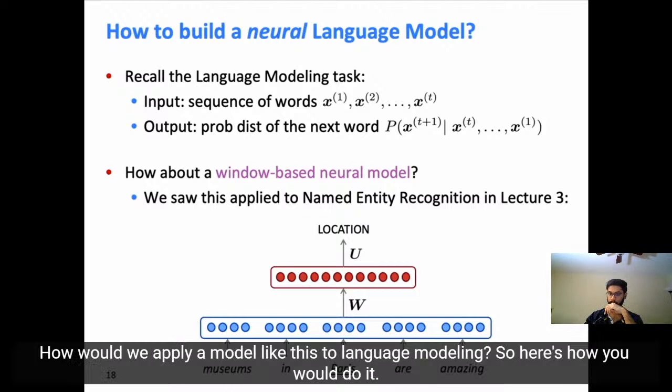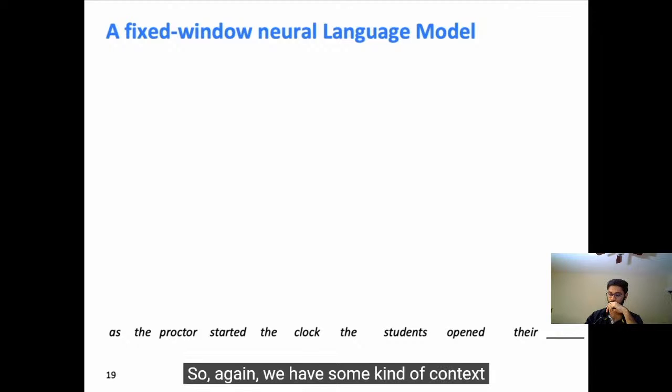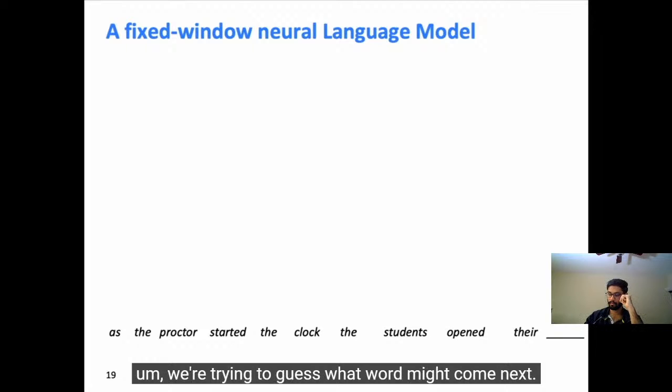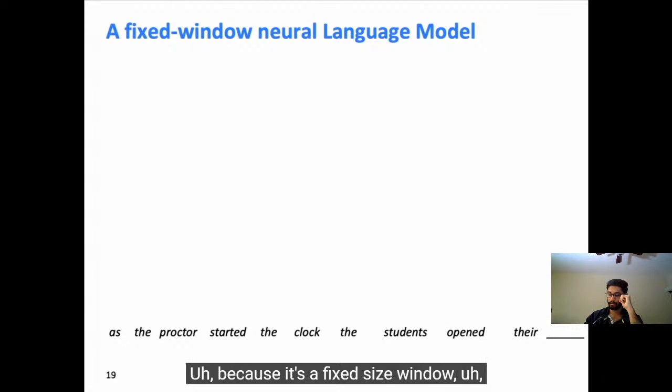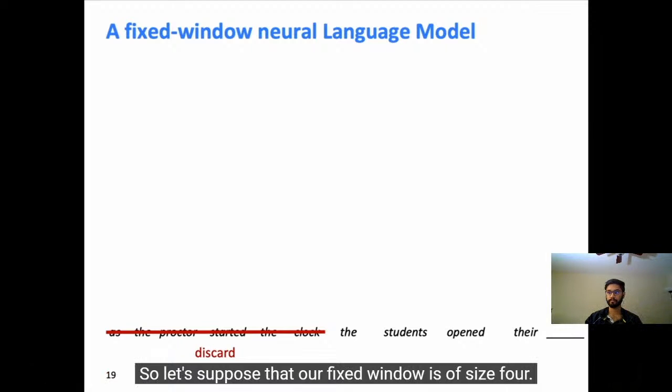How would we apply a model like this to language modeling? Here's how you would do it. Here's an example of a fixed window neural language model. Again, we have some kind of context, which is "as the proctor started the clock, the students opened their", and we're trying to guess what word might come next. We have to make a similar simplifying assumption to before. Because it's a fixed size window, we have to discard the context except for the window that we're conditioning on. So let's suppose that our fixed window is of size 4.